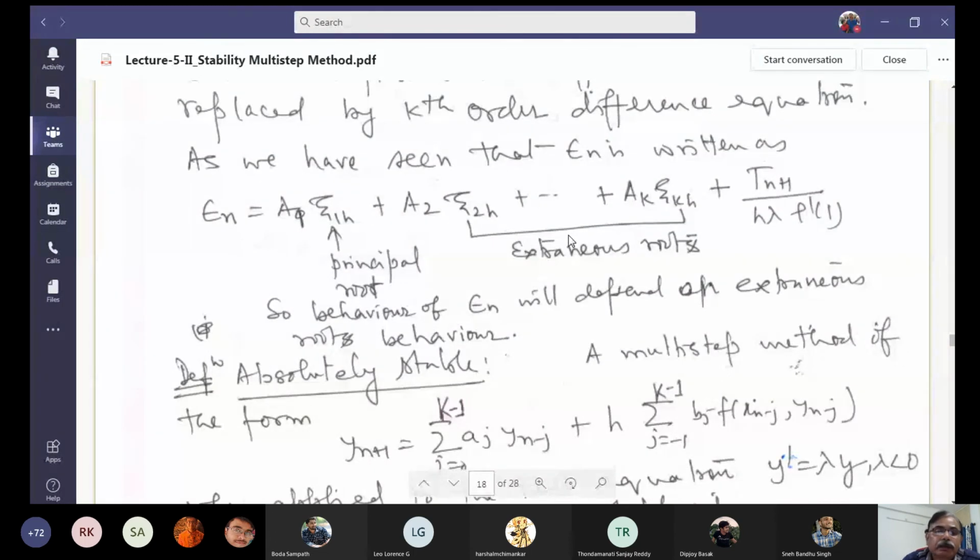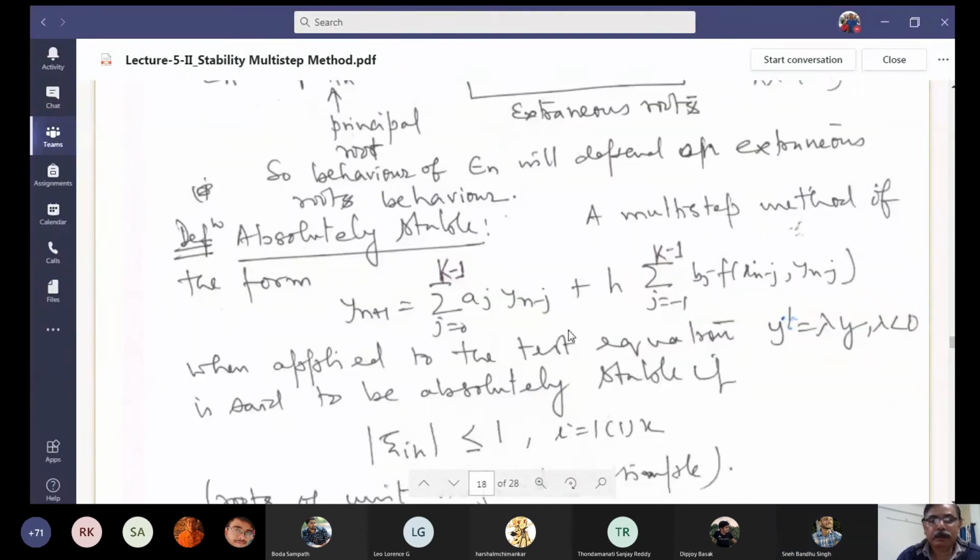I have written here: this is called the principal root, and this is called the extraneous root. So the behavior of epsilon n will depend on the extraneous roots' behavior. If they go to 0, then the method will be stable. Otherwise, it will not be stable. Is that clear?